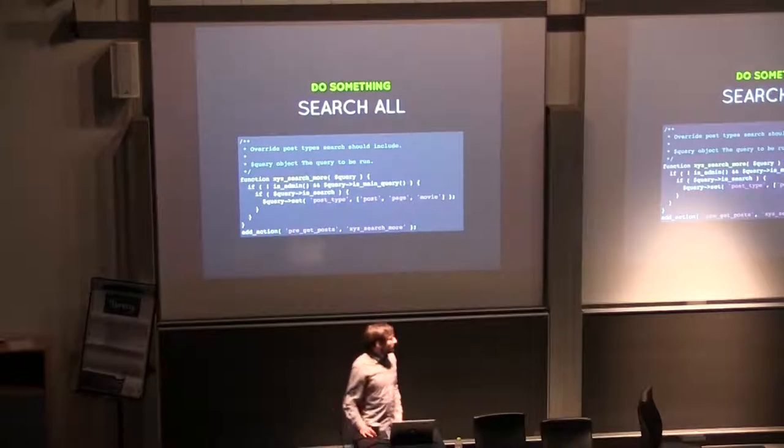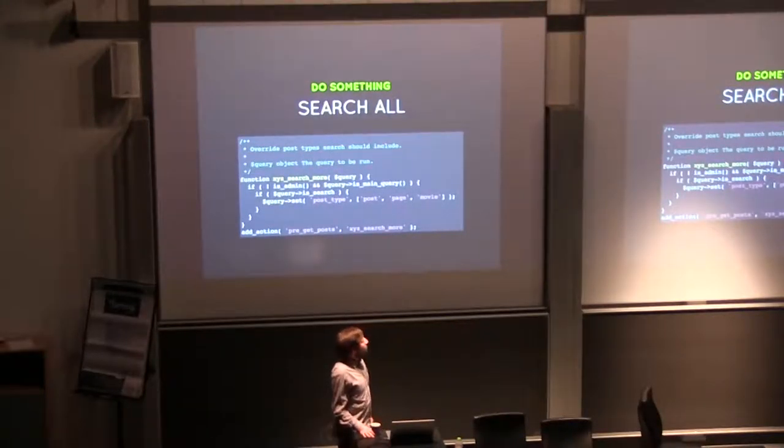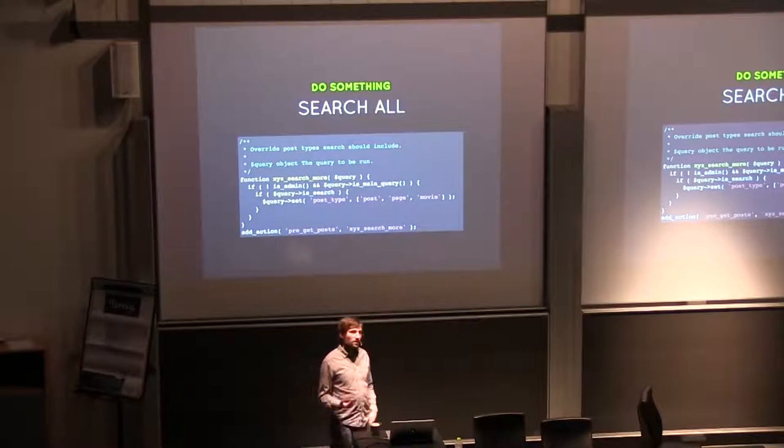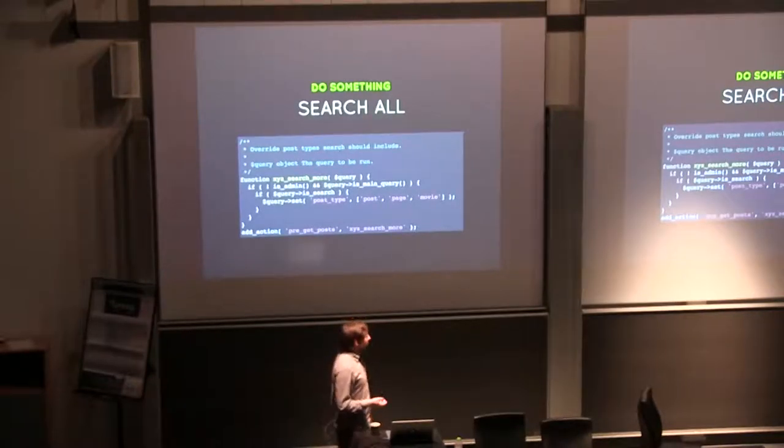So the next example is basically forcing WordPress to include other post types in search. Let's say, for example, you have a plugin that has added a new type, say movies, but they haven't enabled the search for that. So when people do a site search, no movies come up. I want a quick fix for that. So basically, this uses a very commonly used hook called pre_get_posts.